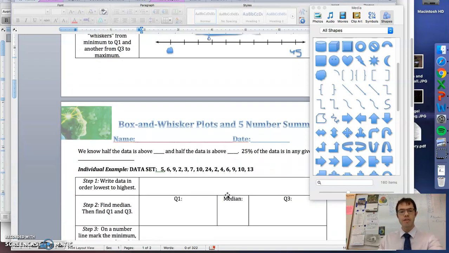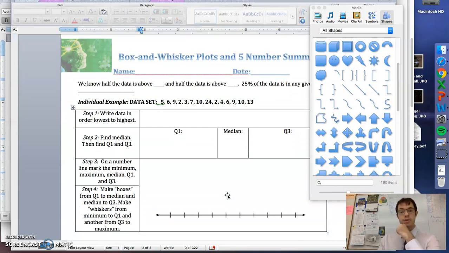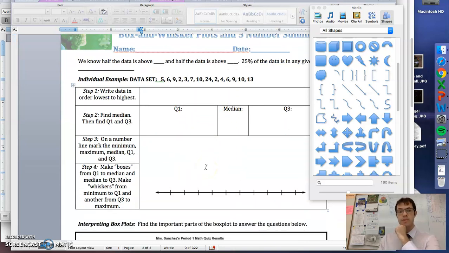For the rest of it, you want to go through and do these questions on your own and see if you can construct a box plot on your own using the same steps, right? Write the data in order from lowest to highest. Find the median, then find Q1, which is the median of the bottom, Q3, which is the median of the top. Then choose the scale for your number line, step 2.1, right? And then mark them down to create the boxes.